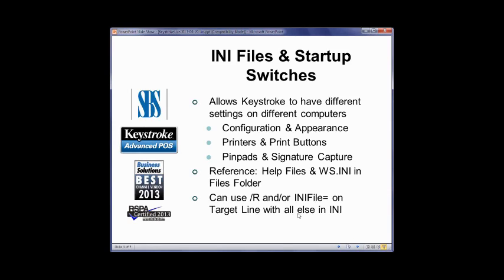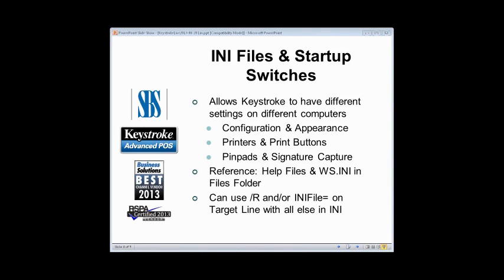And probably the easiest way to set this up is use unique register switches on every computer, which will then, based on the register switch, call out a WS with that register number .ini file. Or you can just call out an ini file equal on the target line, and give the full path to where the INI file is located. In most cases, that's going to be in your data folder by default, but maybe in a multi-store environment or something like that, you might want to have a separate folder that's just for INI files.